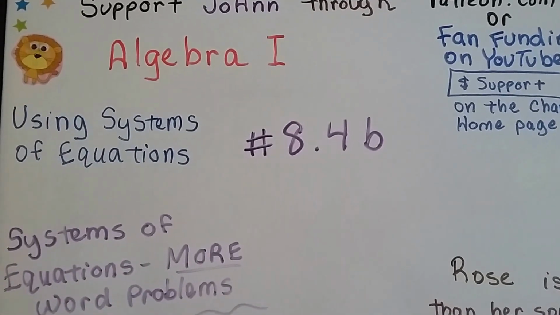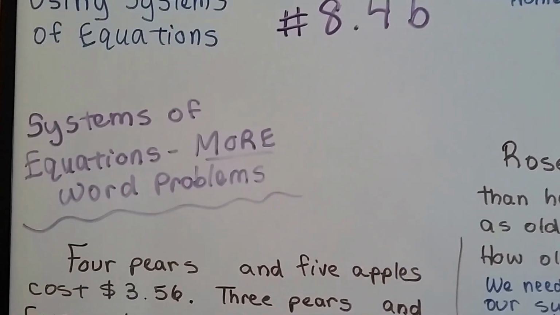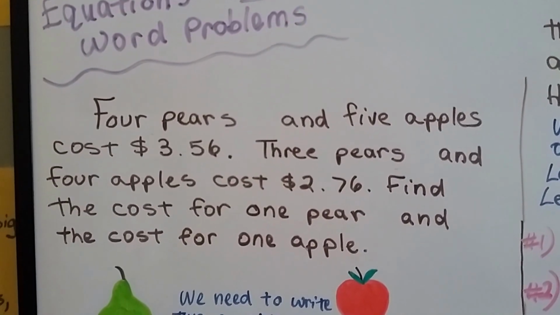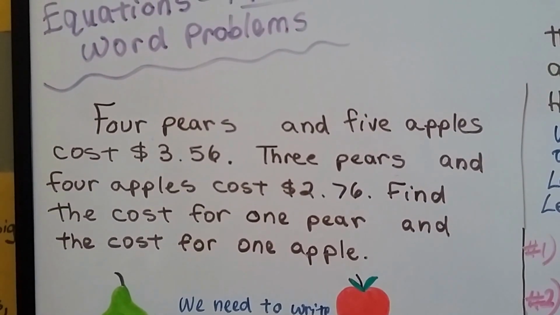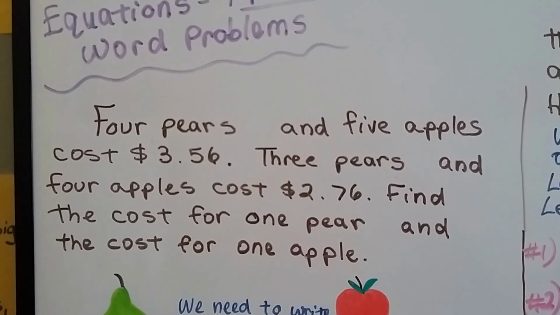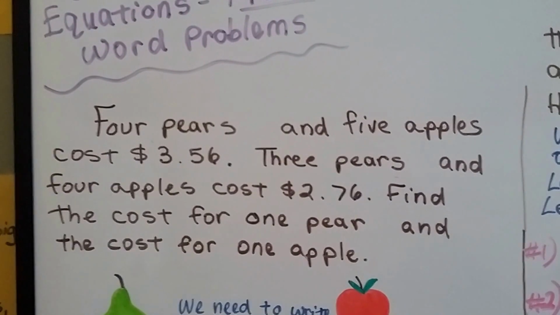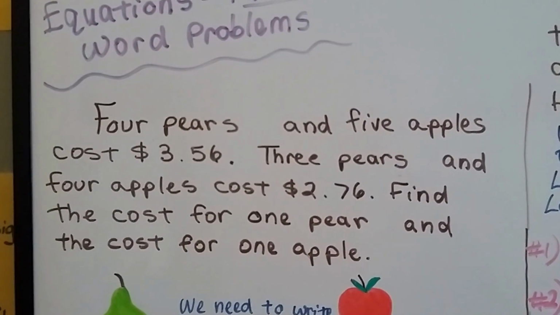Algebra I 8.4b, we've been talking about systems of equations, and here's some more word problems. If we have 4 pears and 5 apples that cost $3.56, and we have 3 pears and 4 apples that cost $2.76, find the cost for 1 pear and the cost for 1 apple.